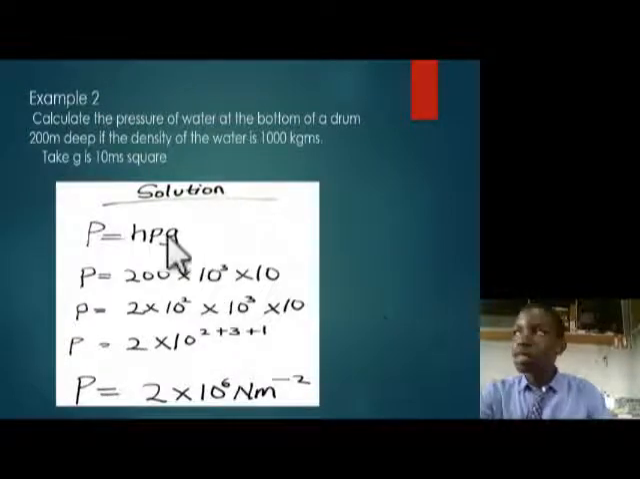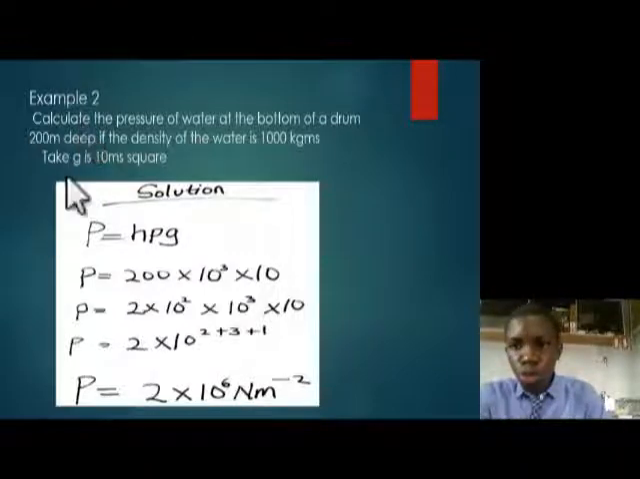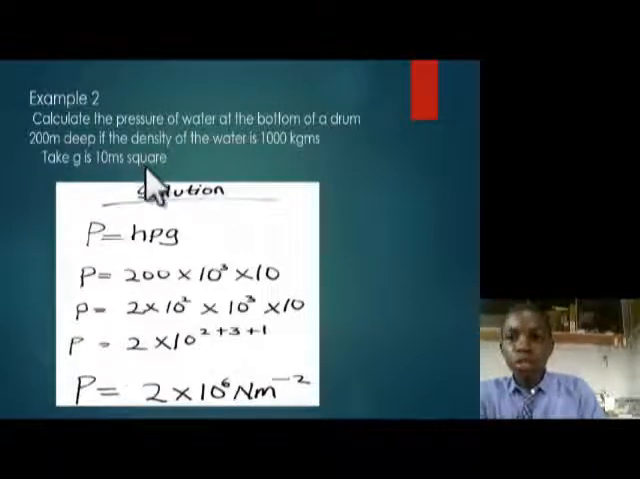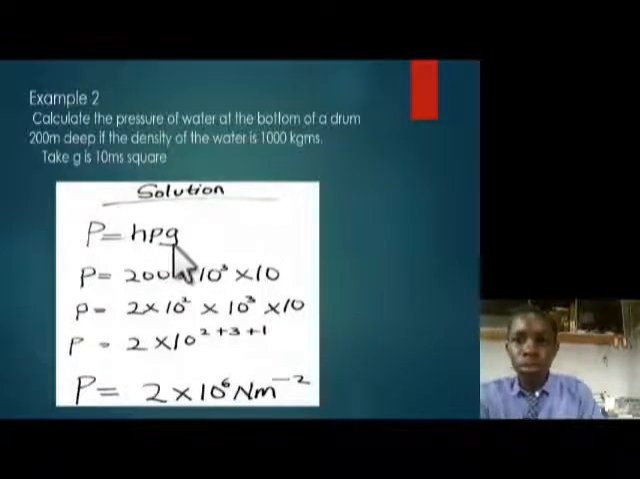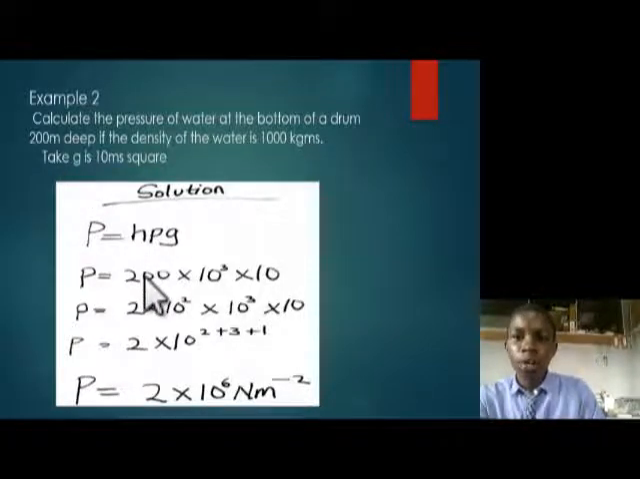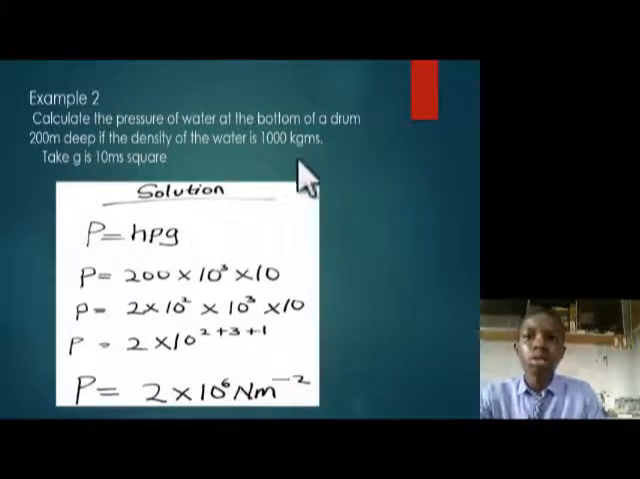Now we'll be calculating one example. Calculate the pressure of water at the bottom of a drum 200 meters deep if the density of the water is 1,000 kilograms per cubic meter. Take g, acceleration due to gravity, as 10 meters per second squared. So earlier we made P subject of formula, which is height times density times acceleration due to gravity, where we have P equals height, which is 200 meters deep. Therefore, we have P equals 200 meters times density, which is 1,000 kilograms.